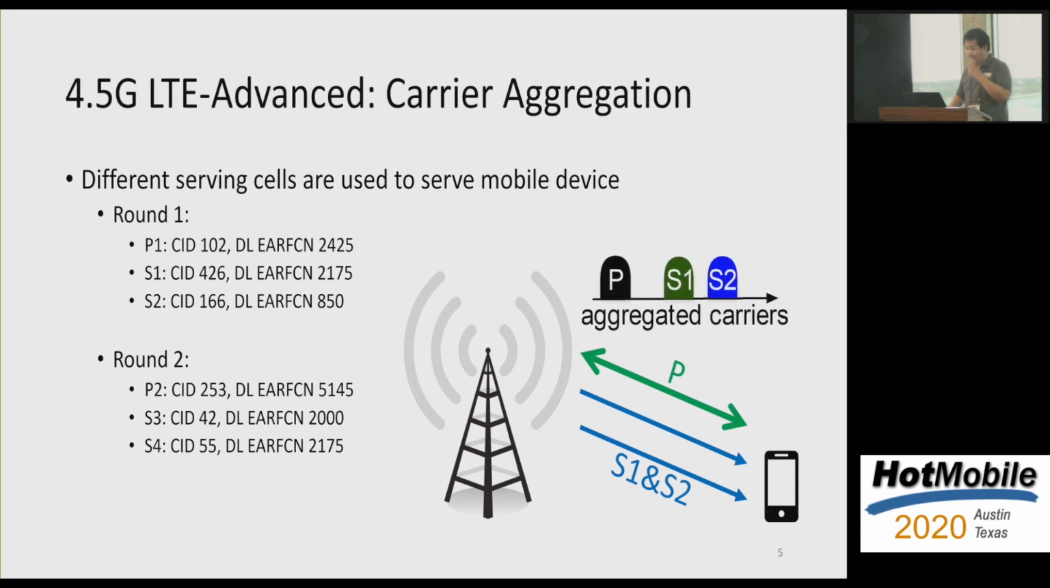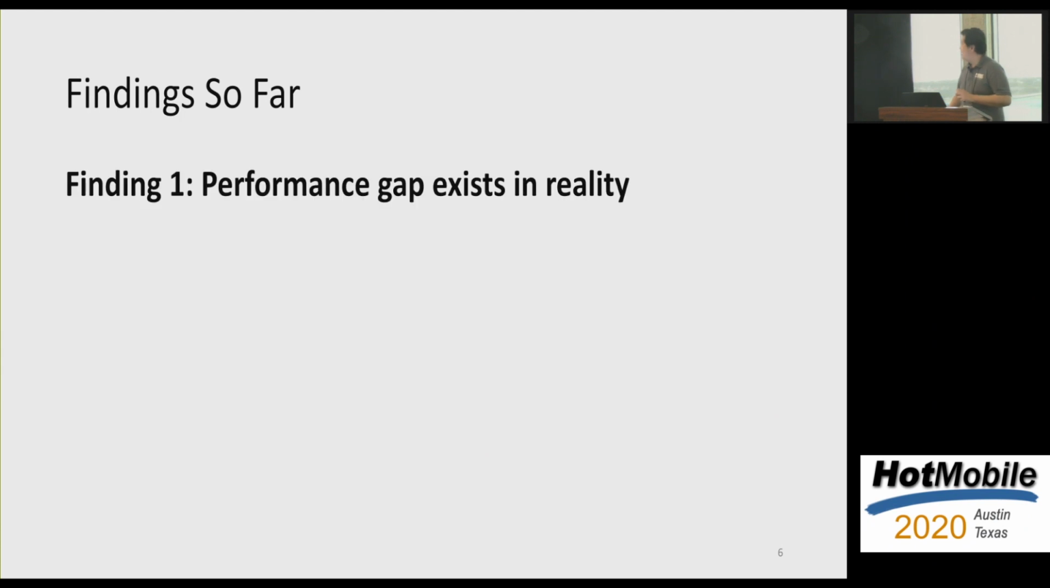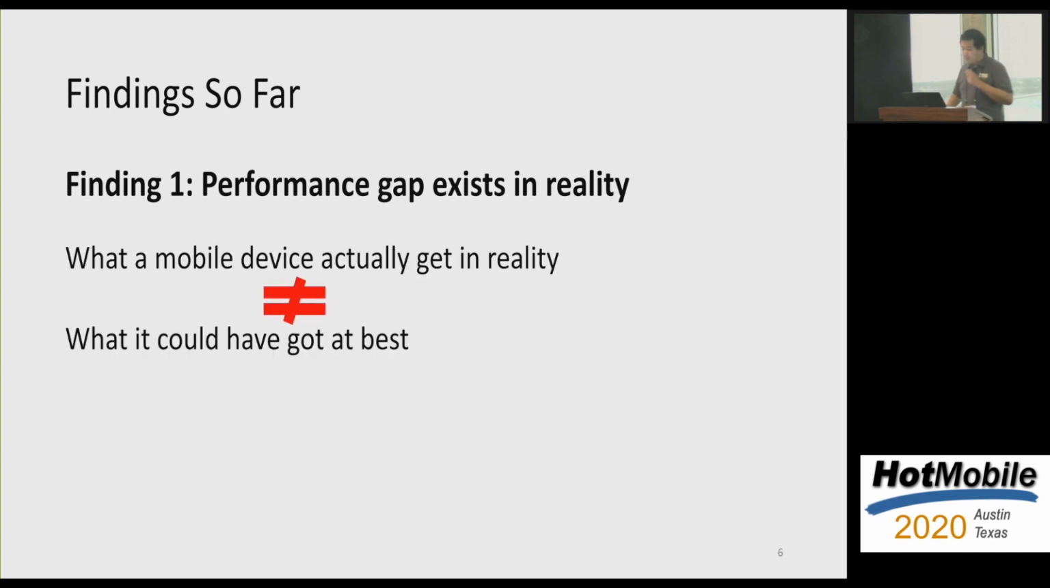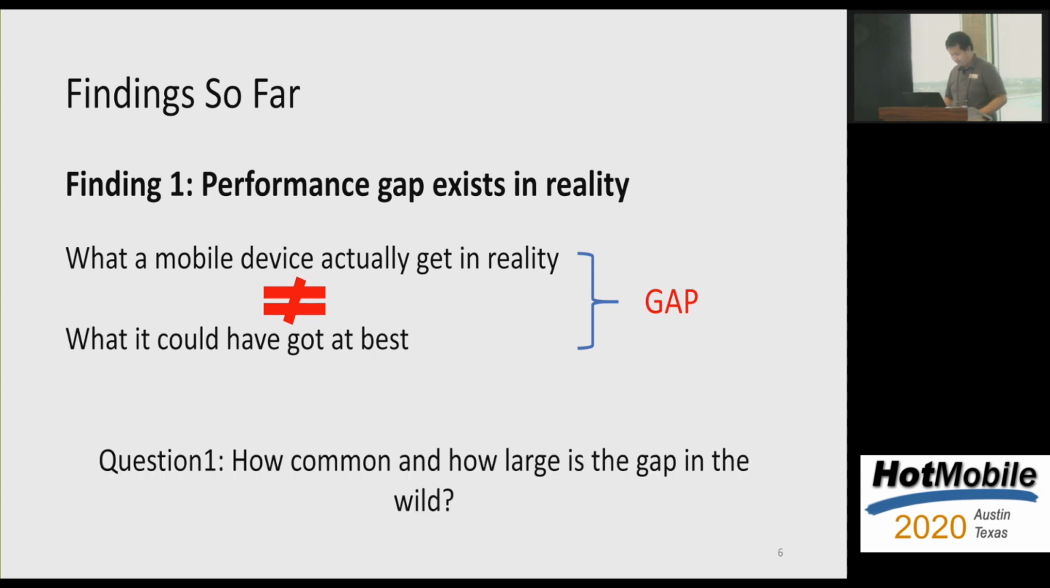This technology was first used in LTE-Advanced. It's called carrier aggregation. It allows our mobile device to use an aggregated carrier so we can take the benefit of wider radio bandwidth. So now we have finding 1, which is that performance gap does exist in reality. What a mobile device actually gets in reality is not equal to what it could have got at best. Hence, we get the performance gap. So question 1 is, how common and how large is the gap in the wild?